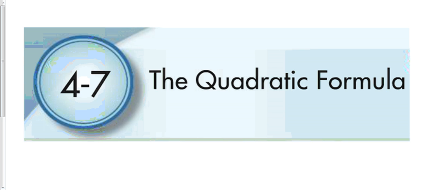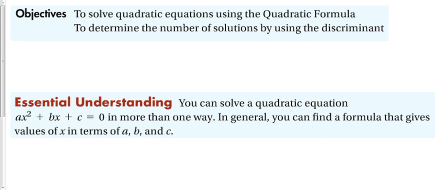4-7, the quadratic formula. So in this section, our objective is to solve quadratic equations using the quadratic formula, and to also determine the number of solutions by using the discriminant. Okay? And our essential understanding is that we can solve a quadratic equation, ax squared plus bx plus c equals 0, in more than one way.